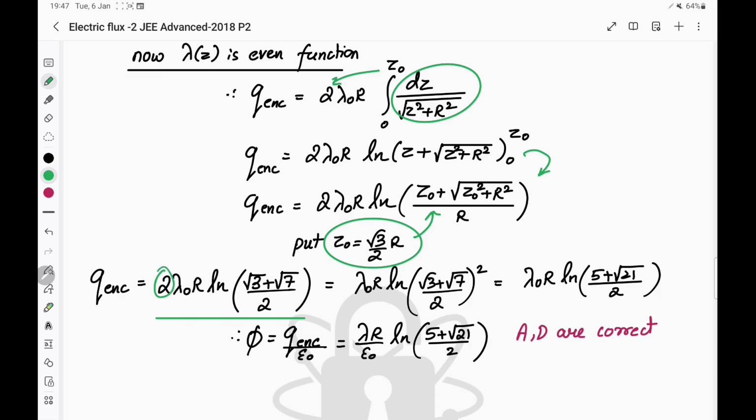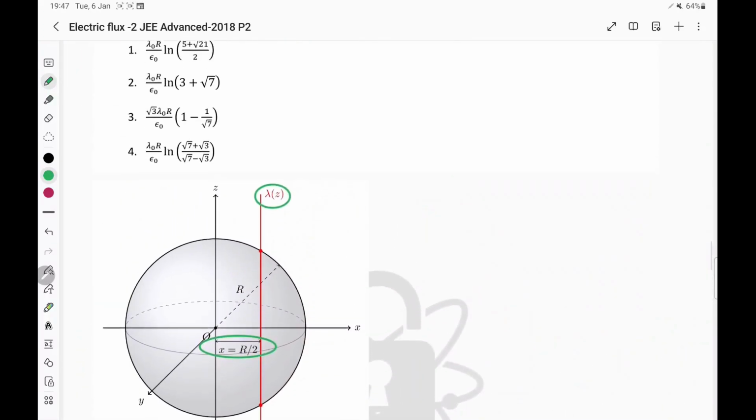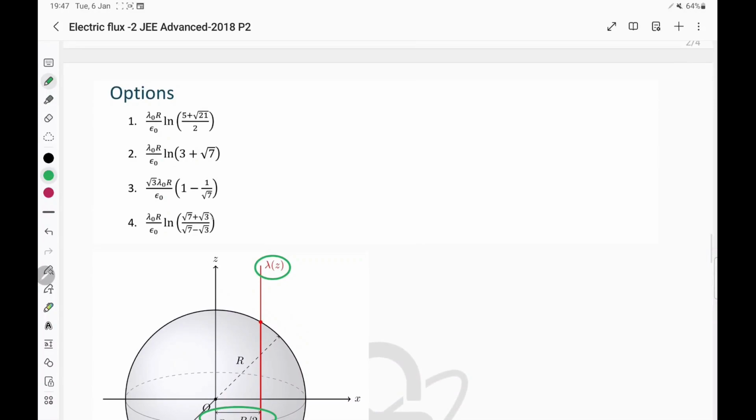Now of course, by properties of logarithm, we know the 2 can be sent into the power. And when we send the 2 into the power, you get lambda naught r ln of root 3 plus root 7 by 2 whole square. And you can square it, and after squaring you will get lambda naught r ln of 5 plus root 21 divided by 2. Now many students only tick option A over here, which is fine, but actually if you check mathematically, option 4 is also correct. Why is option 4 correct?